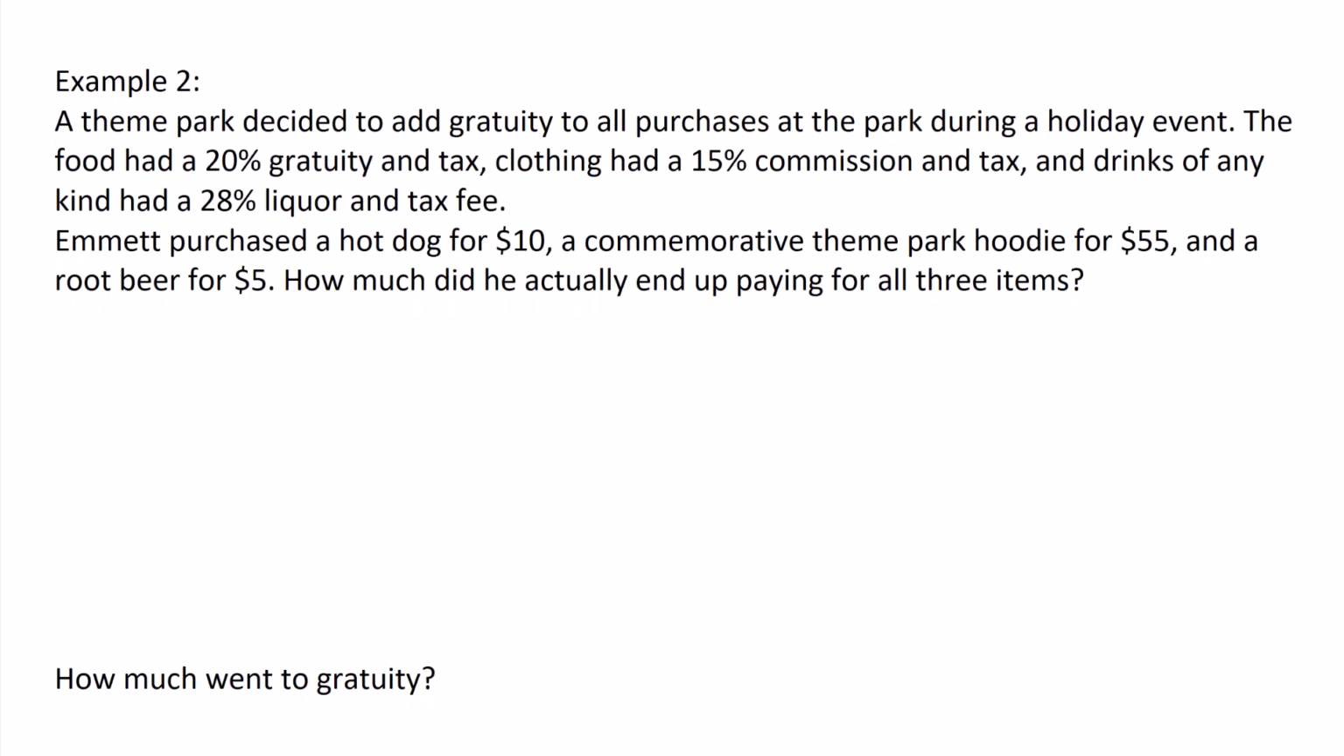In example 2, a theme park decided to add gratuity to all purchases at the park during a holiday event. The food had a 20% gratuity and tax, clothing had a 15% commission and tax, and drinks of any kind had a 28% liquor and tax fee. Emmett purchased a hot dog for $10, a commemorative theme park hoodie for $55, and a root beer for $5. How much did he actually end up paying for all these items?